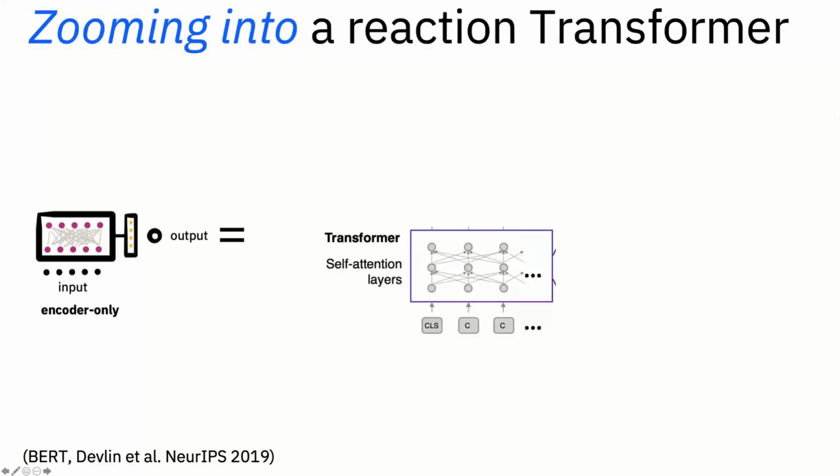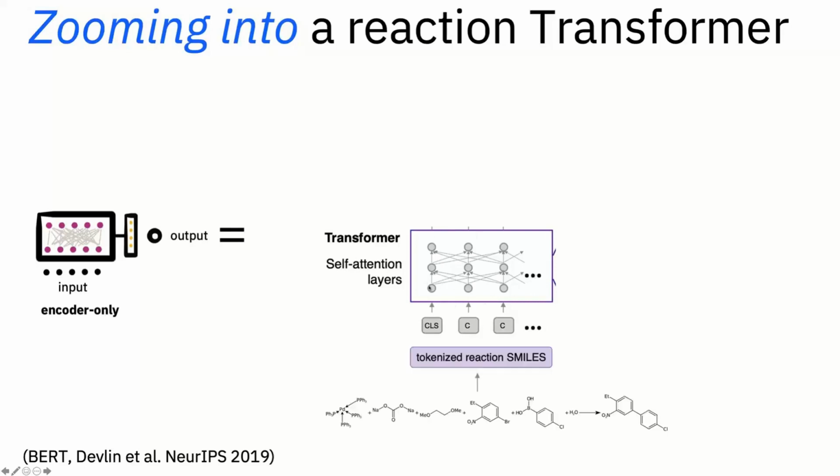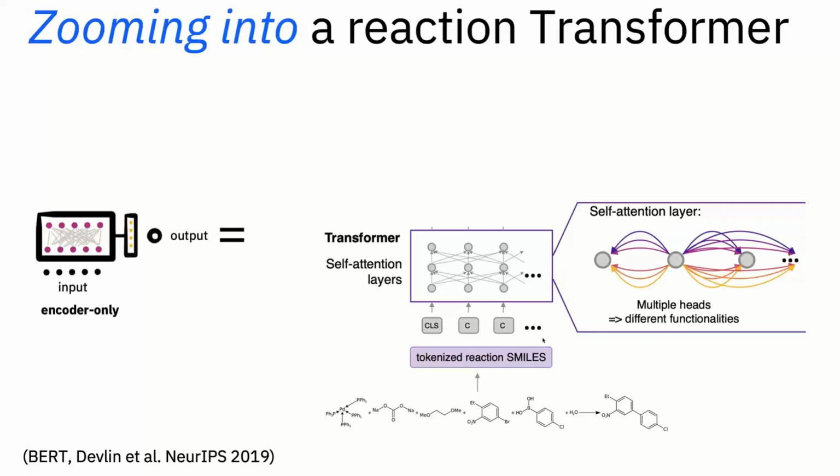So the transformer model is made of stacks of self-attention layers, and what it gets as an input are those tokenized reaction smiles, so a sequence of those single atomic tokens from the chemical reaction. Every self-attention layer in this block here has multiple attention heads that can learn different functions to attend the neighboring or all the tokens in the chemical reaction and learn better and better contextual representation.